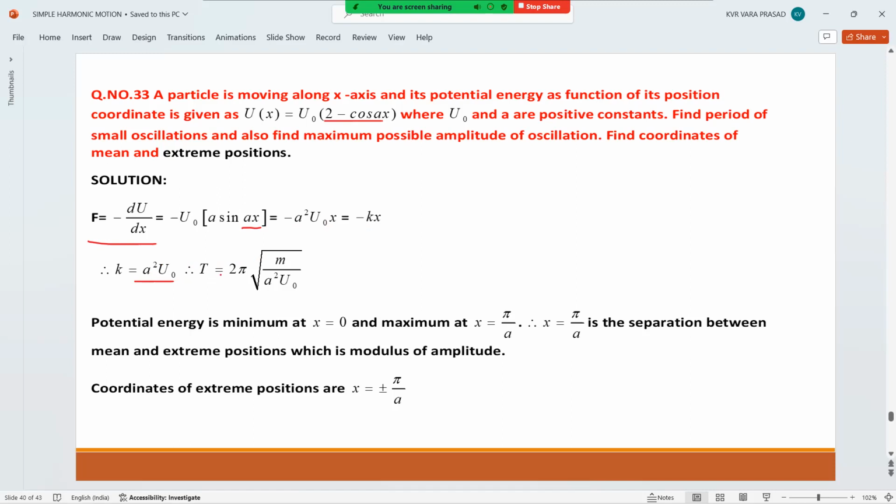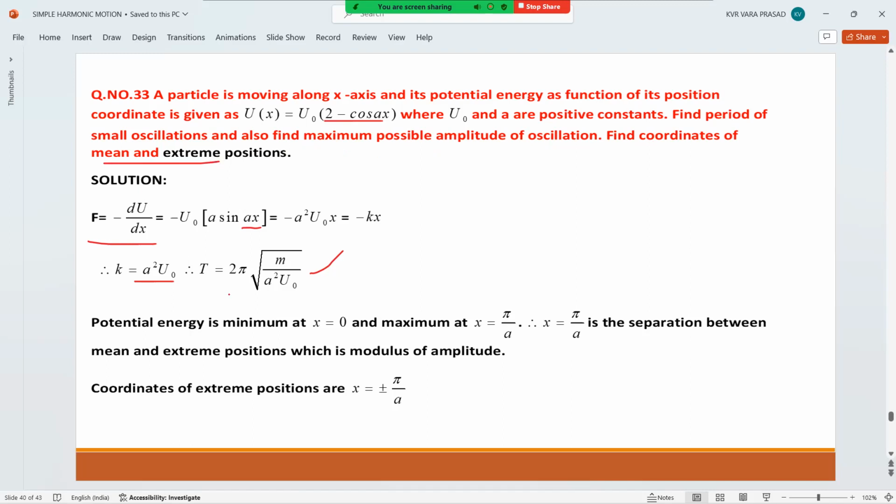Therefore, time period is 2 pi root m by k. That is the time period. Next, we have to calculate the maximum possible amplitude of oscillation. So before going to that, first get coordinates of mean and extreme positions.